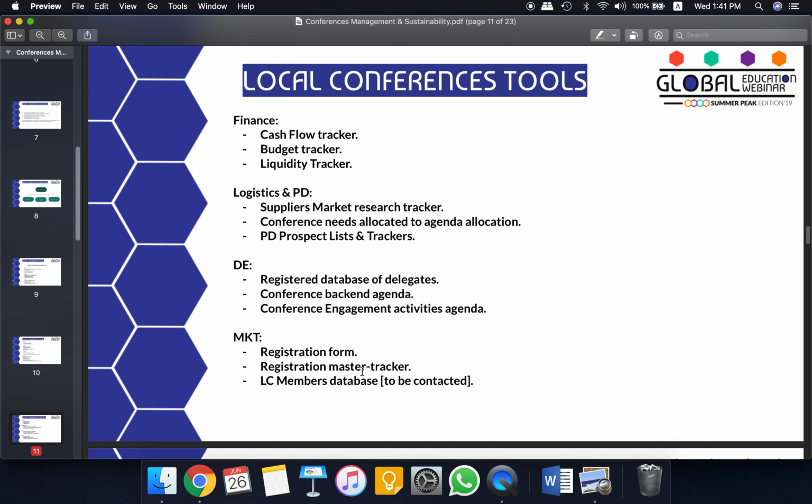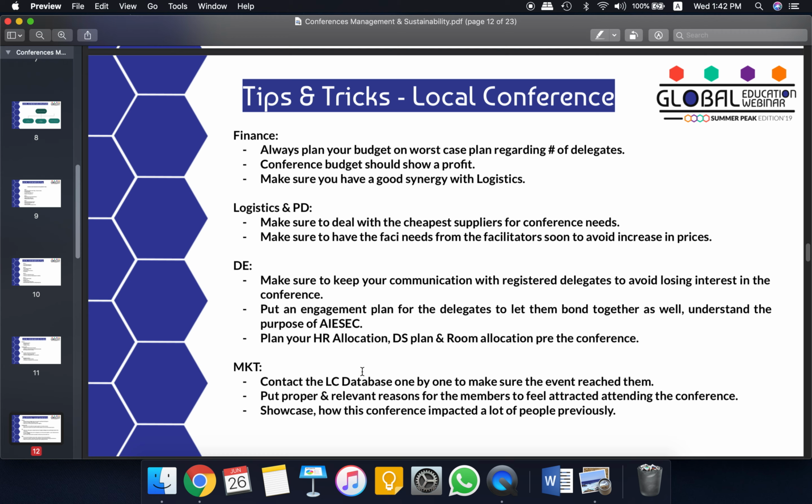In finance, you need to plan your budget on the worst case plan regarding the number of delegates. You need to put the pessimistic number of delegates that you are expecting. The conference budget should show a profit before starting the conference. Make sure you have a good synergy with logistics.